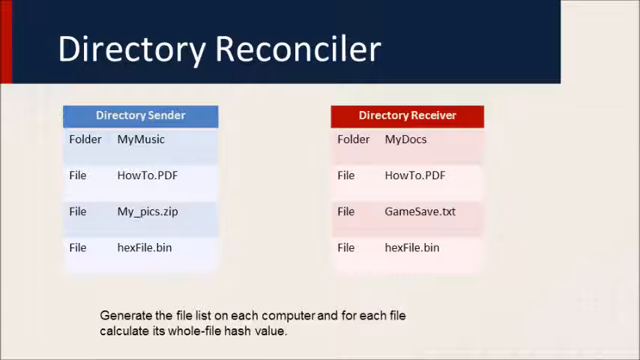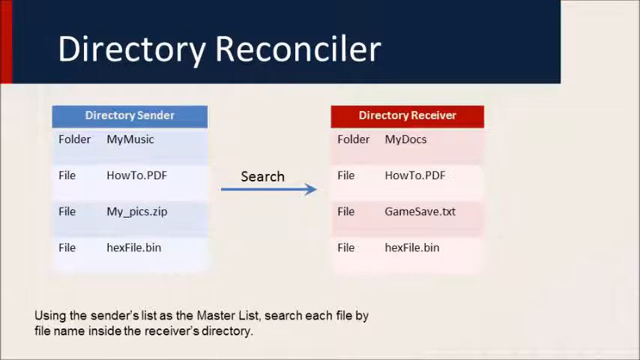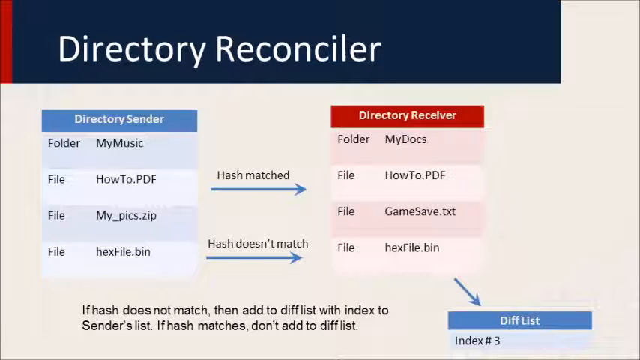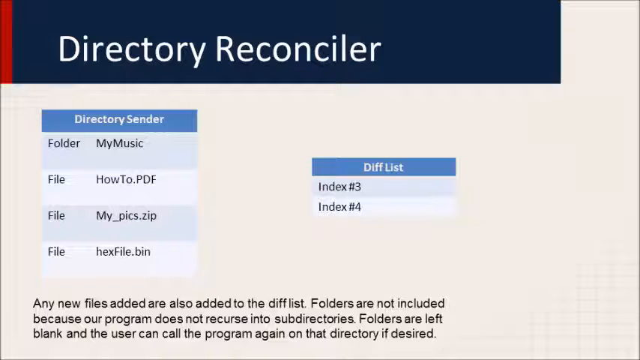One of the features we selected was the reconcile directory of files. The user can select a path, and all files will be reconciled. The sender's list of files and each of its hash values are sent to the receiving end. Each file and folder on the master list is then searched on the receiving end. If there is a file name match, then the hashes are compared to see if the file contents match. If the file hash does not match, then the index to the sender list is added to a diff list. Folders are not included in the diff list because the program does not recurse into subdirectories.